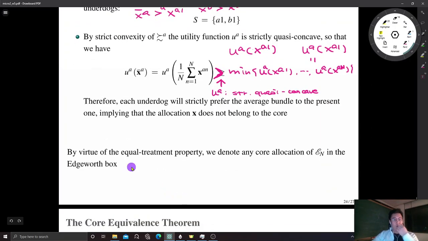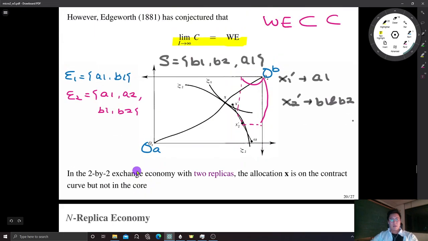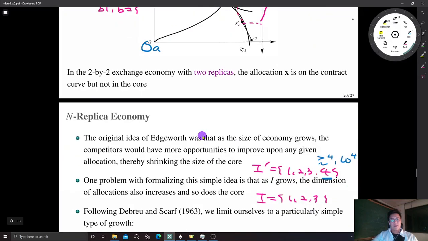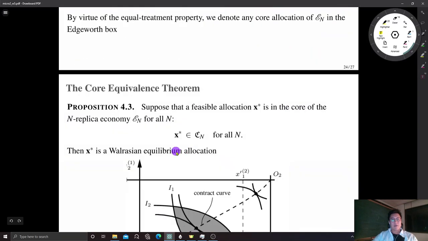One advantage of this equal treatment property is that whenever we have two types, we can display any core allocation of the n-replica economy, no matter what the number of replicas, in the Edgeworth box. If allocation X is one element of the core, then at this allocation every consumer of type A will be treated equally, and every consumer of type B will be treated equally, and it should be feasible. So it should be in the Edgeworth box. Any core allocation will indicate one point in the Edgeworth box.